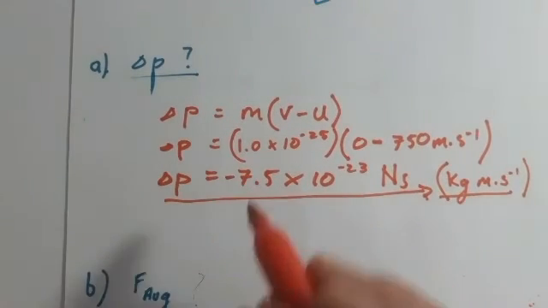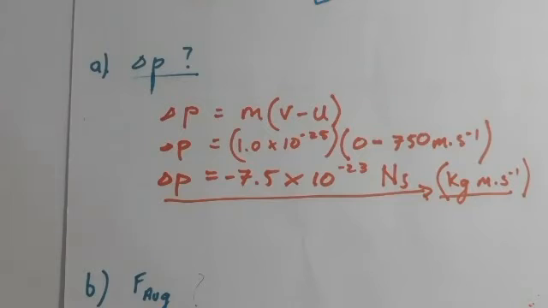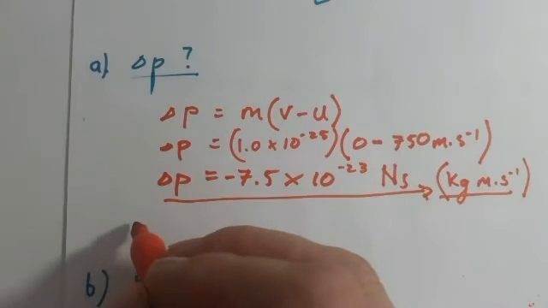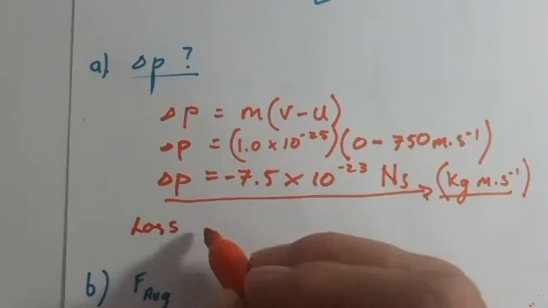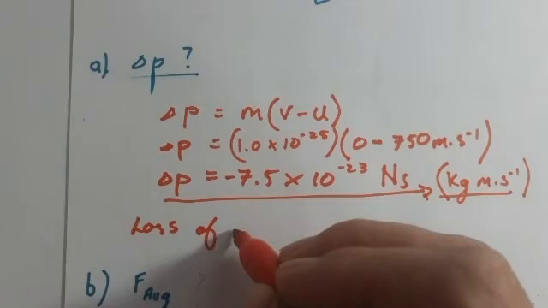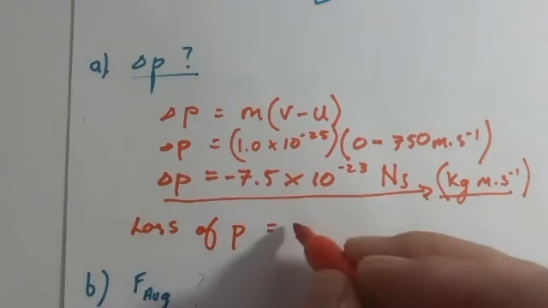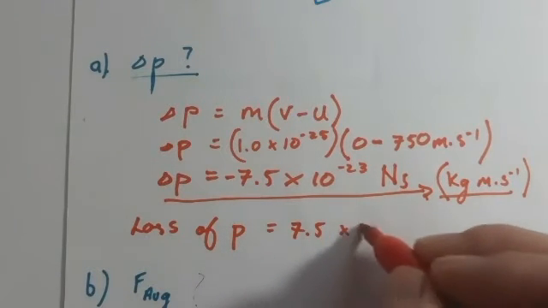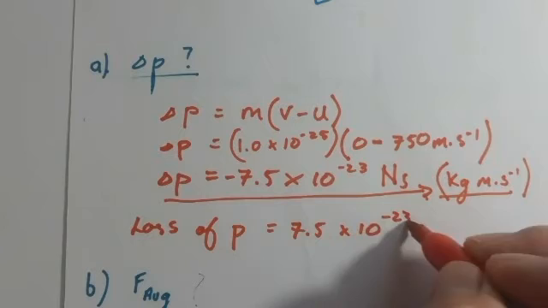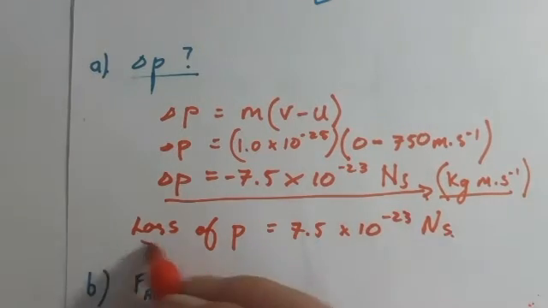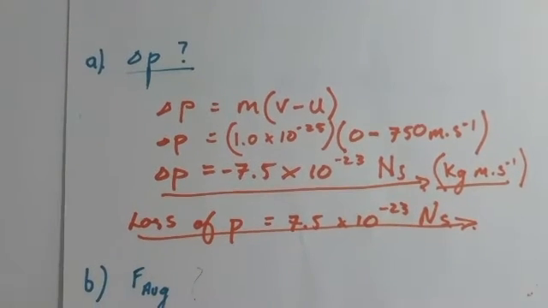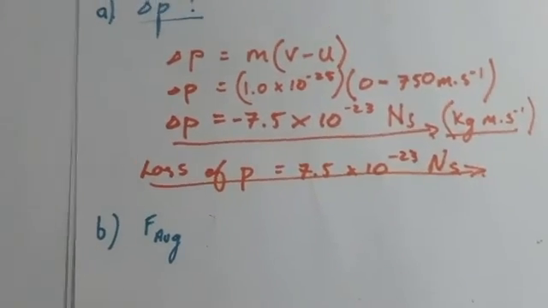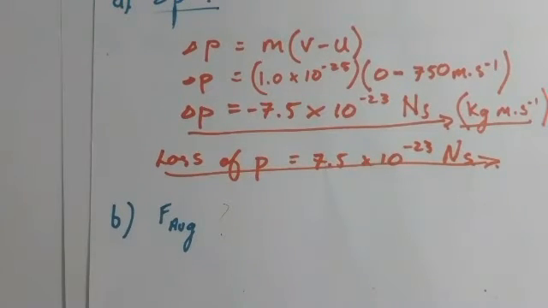Now, it is negative, but they refer to the loss of momentum. So if you said loss of momentum, using p, would be 7.5 times 10 to the power negative 23 Newton seconds. So, proper answer. Cool.